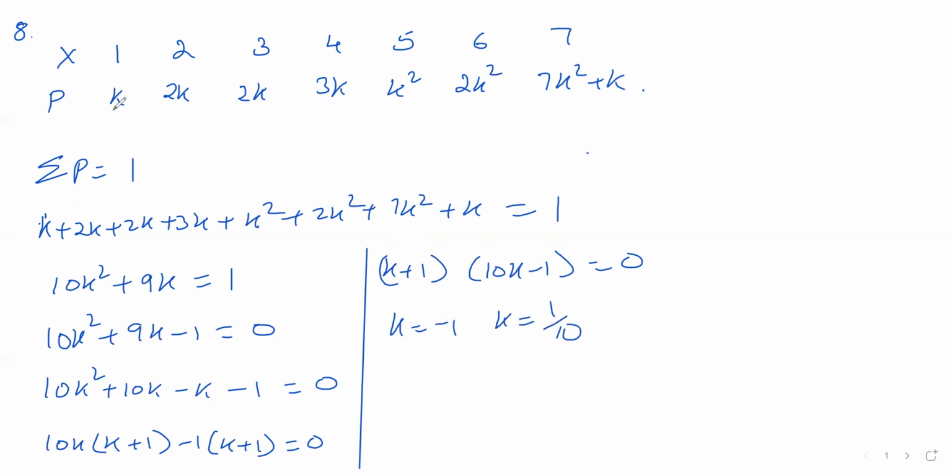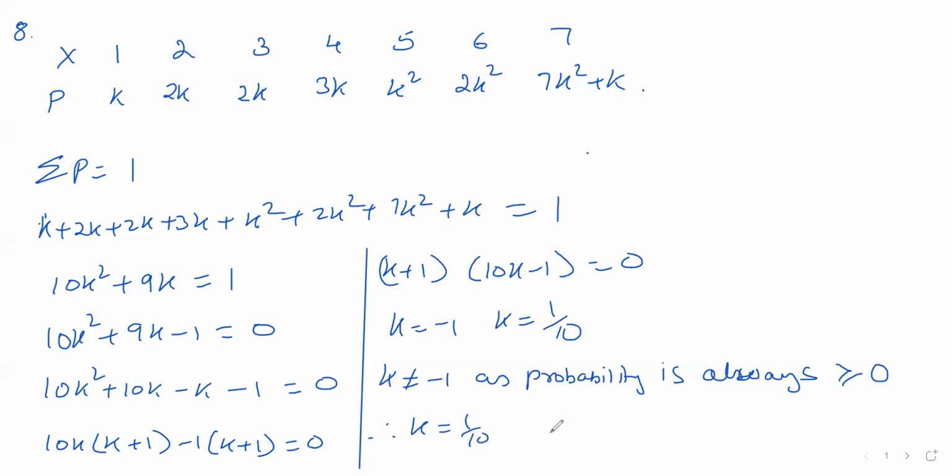Now K cannot be minus 1 here because the probability would become negative. Probability cannot be negative, as probability is always greater than or equal to 0. Therefore, K is 1 by 10. This is the answer of the first one. K is 1 by 10.